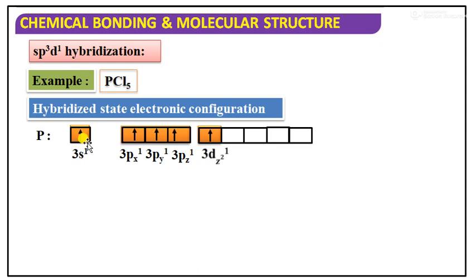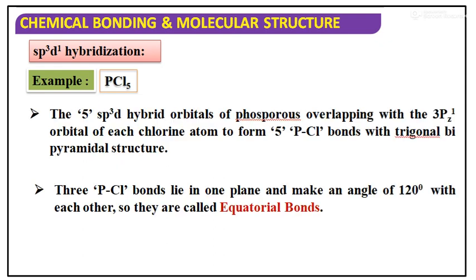There is availability of the 5d orbitals. One s orbital, three p orbitals, and one d orbital form 5 hybrid orbitals. These 5 hybrid orbitals are involved in the bond formation, and they form 5 bonds.